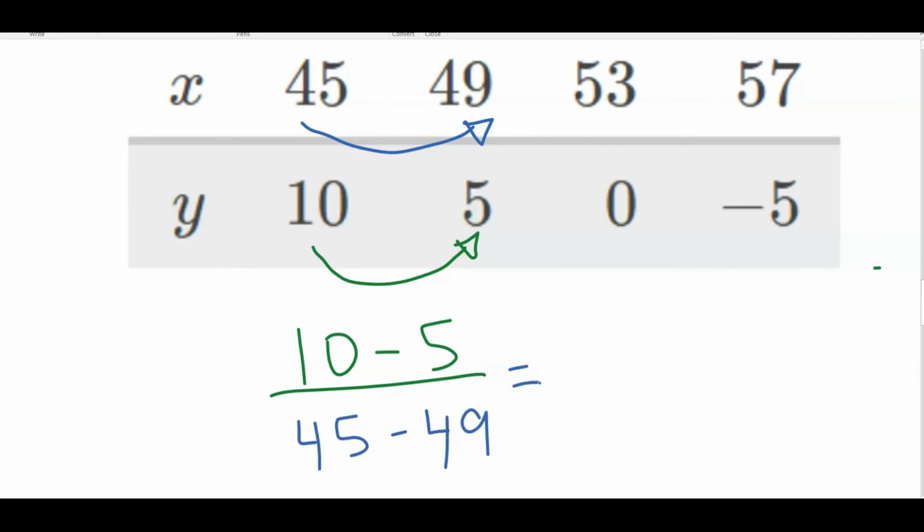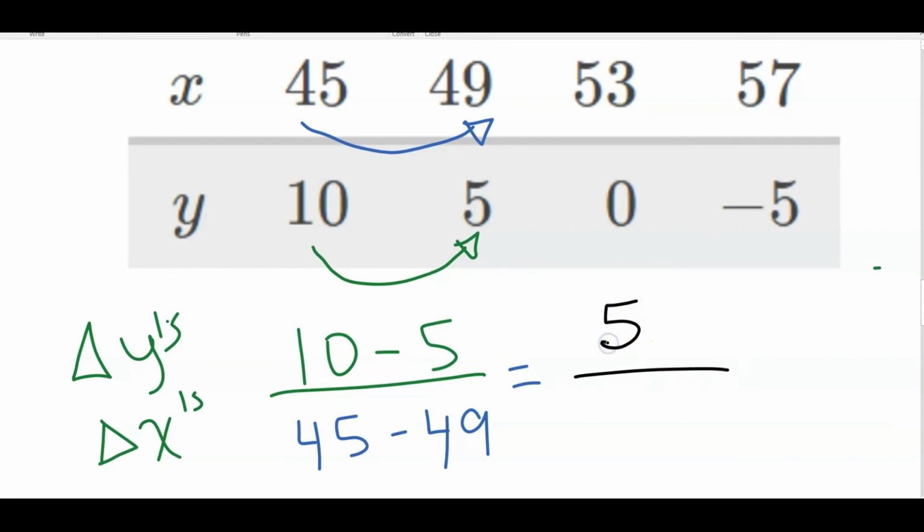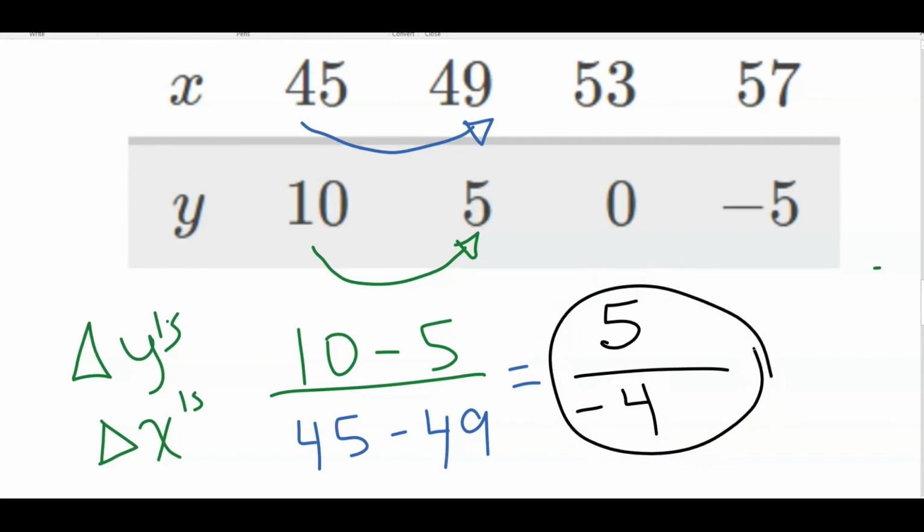So to find the slope, it's just how much do the y's change and how much do the x's change. And there's a little symbol for that. It looks like a little delta, a little triangle. Change in y over the change in x. That's going to give me the slope. So 10 minus 5 gives me 5. 45 minus 49 is going to give me negative 4. So that is my slope, 5 over negative 4, or you might see that as negative 5/4. That's the slope using those 2 points.